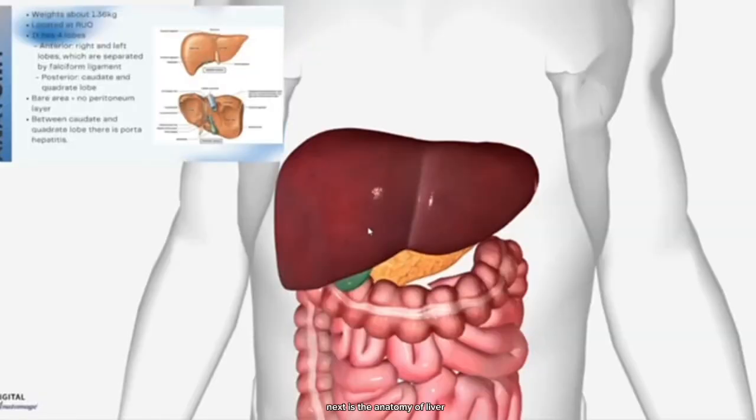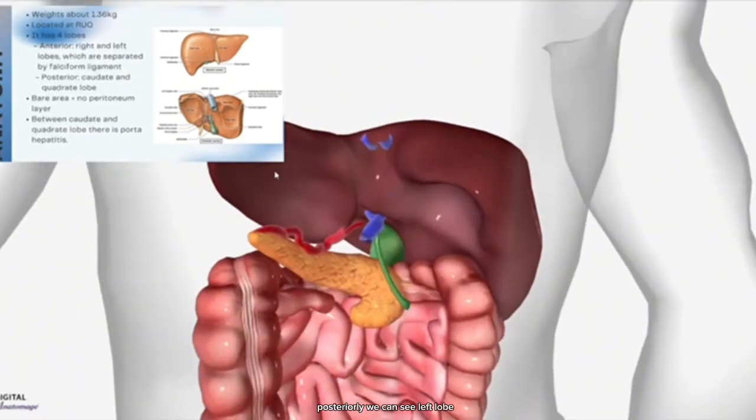Next is the anatomy of the liver. So this is the liver. The weight is about 1.36 kg, located in the right upper quadrant. It has 4 lobes. Anteriorly, we can see the right lobe and left lobe that are separated by the falciform ligament. Posteriorly, we can see the left lobe, right lobe, caudate lobe and quadrate lobe.